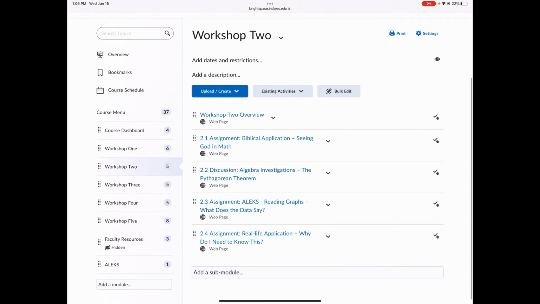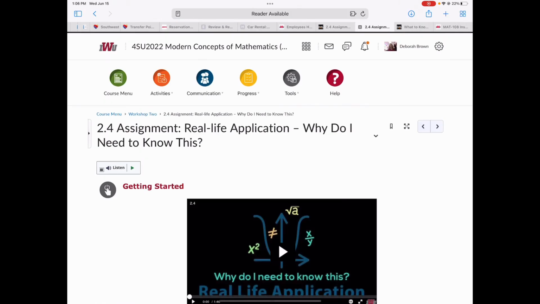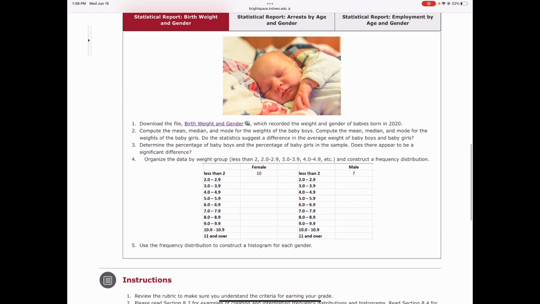For 2.3, it's ALEKS, and it gives you some different videos and things to watch. And if there's issues that you have with ALEKS, please let me know. That's the interactive homework. And the last is 2.4, Why Do I Need to Know This? Okay, so Why Do I Need to Know This? gives you a little bit of an Excel homework to do.